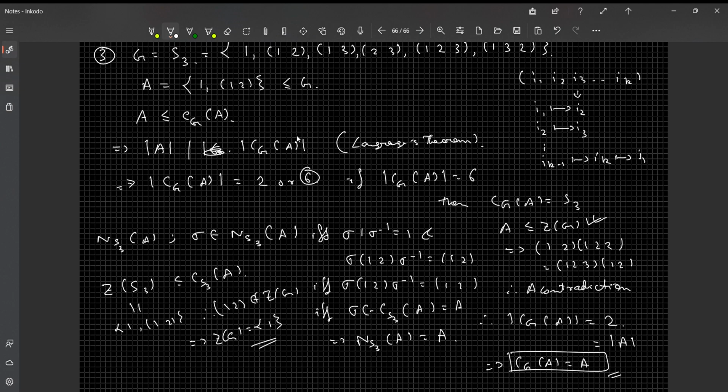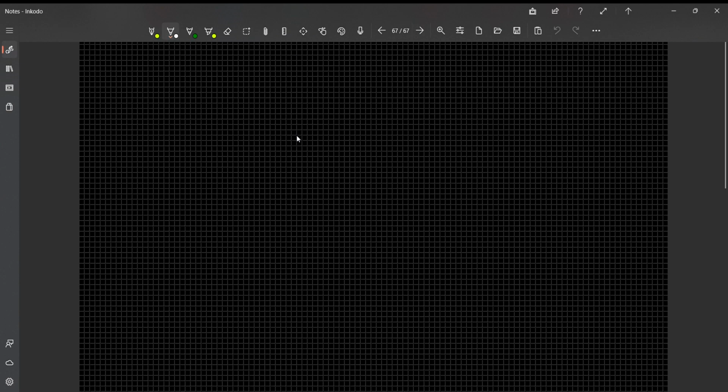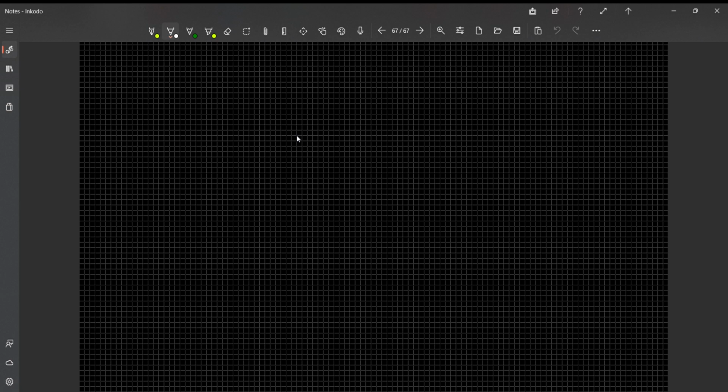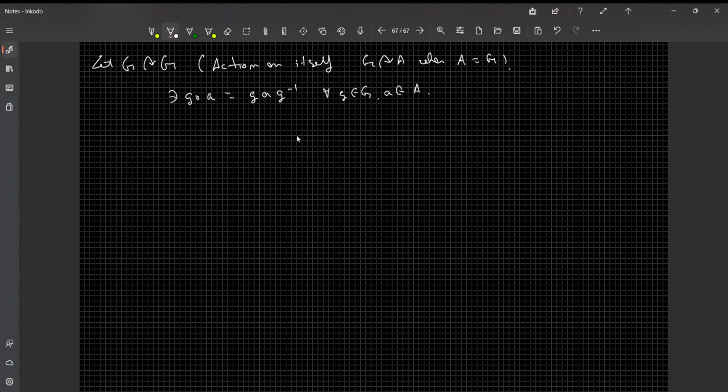Now let us study a very important example, or rather I should say a very important group action directly. Let G be acting on itself. This is called action on itself. So G is acting on a set A where A is nothing but G itself. This action is such that g acting on a is g a g inverse, for all small g in capital G and small a in capital G. Got it?